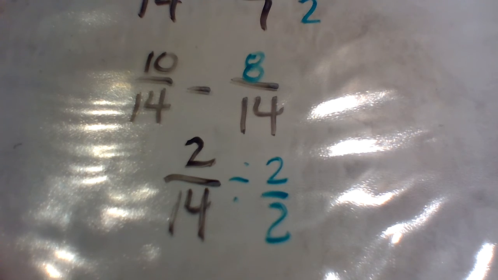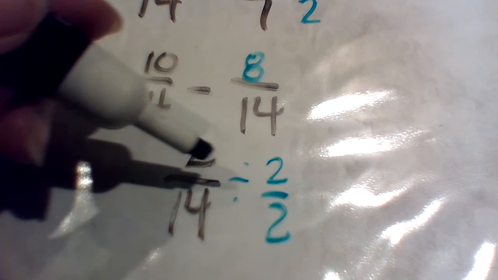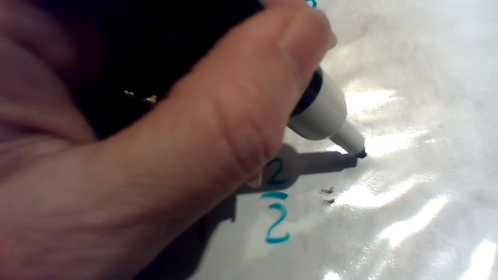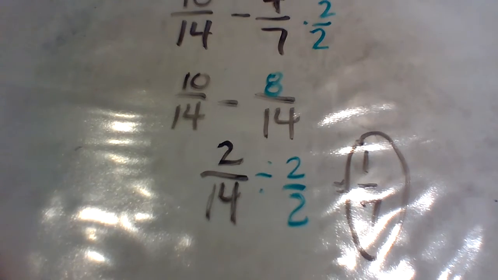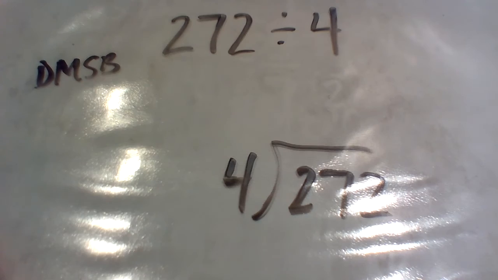And when I divide by 2 over 2, and again, I just go across. 2 divided by 2 gives me 1, and 14 divided by 2 gives me 7. So my final answer is 1/7. Okay, our final problem of the day is our division. Okay, remember, don't freak out, guys.